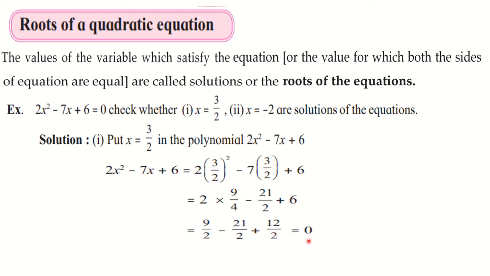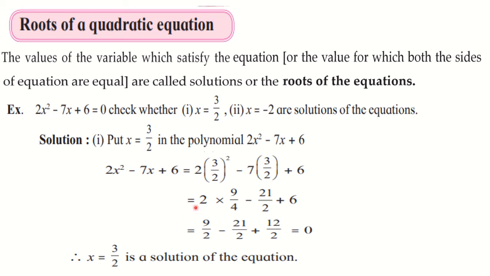0 divided by anything is 0. So check here. Here we have 0 and here on the right hand side also we have 0. That means we got LHS is equal to RHS. Therefore, we can say that this value, that is x equal to 3 upon 2, is a solution of the equation. Correct? So, for the first value, we got that x is equal to 3 upon 2 is the solution of the equation. Now, let us check for the second one.